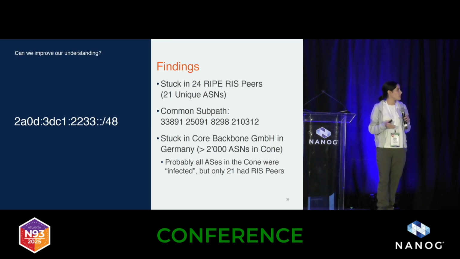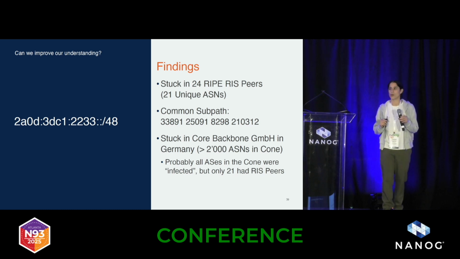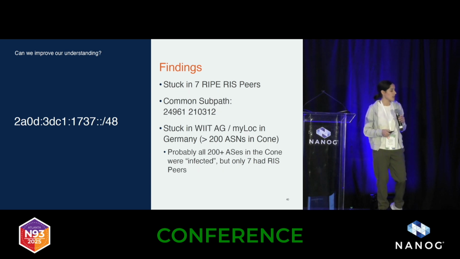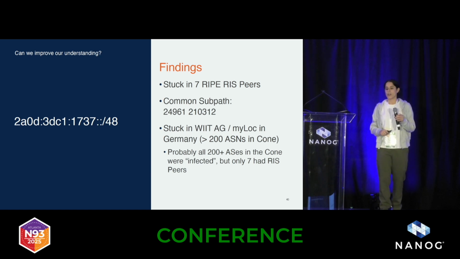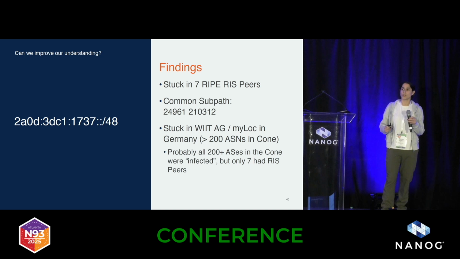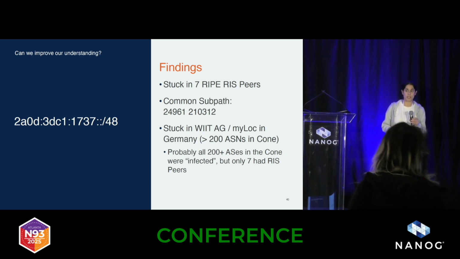So we have 2 additional larger cases of BGP zombies. The first one seems to have come from a large German AS belonging to Core Backbone GmbH, with more than 2,000 ASes in its customer cone. And naturally, we observed more peers to have this stuck route, namely 21. And finally, we observed that another German AS, with a few hundred ASes in its customer cone, caused another persistent and very long-lived zombie outbreak.